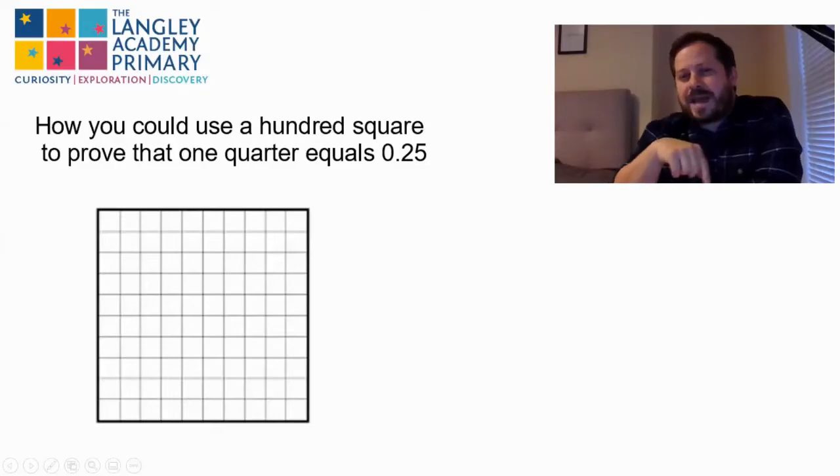So try the same with a 100 square, proving what a quarter might be. You can do this in multiple ways, and I'm not going to go into too much detail, but think about how you might colour a quarter in, what that might be as hundredths, and how you would write that as a decimal. Have a go and come back in a minute.